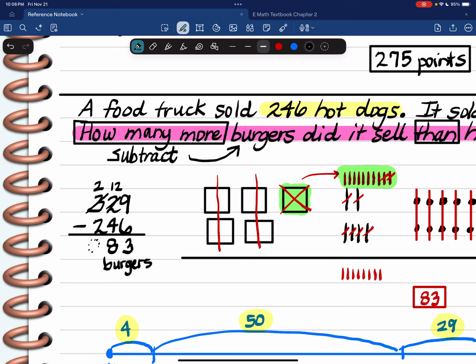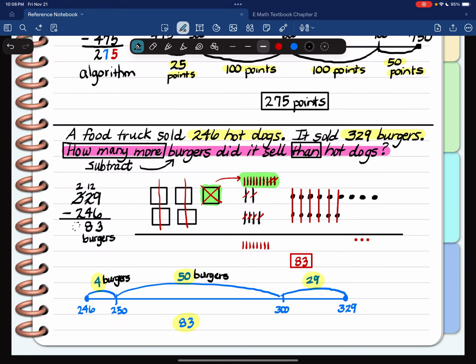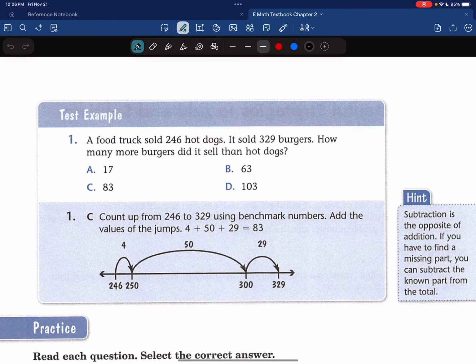So on this number line, this was 4 burgers. This is what I started to say a minute ago, and I didn't want to get us confused. But these represent burgers. There were 83 more burgers than hot dogs. And if you look back at their answer, they got the same thing that we did, and so they chose answer C.